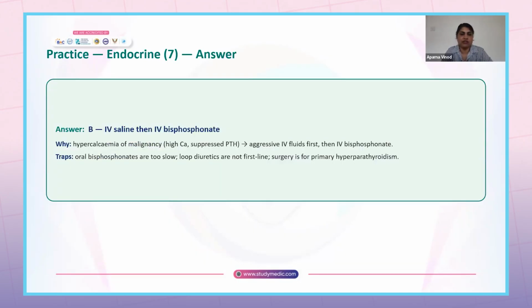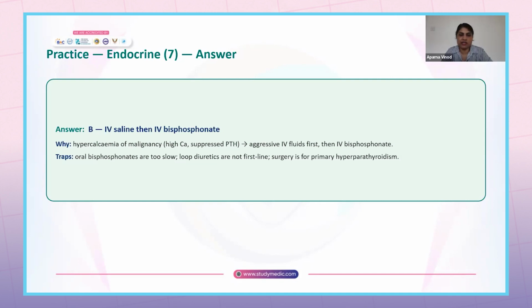So you have to give IV saline and then IV bisphosphonate, because this hypercalcemia has been caused because of malignancy, as evident by a high calcium level and low parathyroid level. So you need to aggressively treat with IV fluids, and then when the patient is stabilized, you can offer bisphosphonate once vitamin D levels are normal.